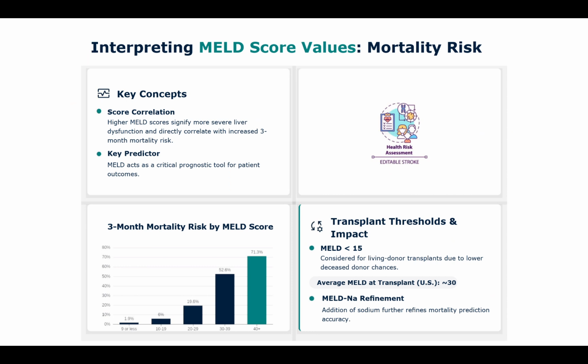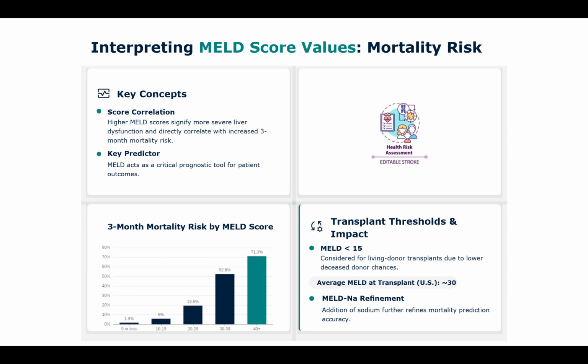Understanding what the MELD score means is key to its power. Scores directly correlate with severity. A 6 to 9 suggests low risk, while 40 plus indicates critical illness. As shown in the table, 10 to 19 carries 6% mortality, 20 to 29 jumps to 19.6%, and 30 to 39 to 52.6%. For transplant, scores under 15 often shift focus to living donors, as deceased donor waitlists favor higher scores.